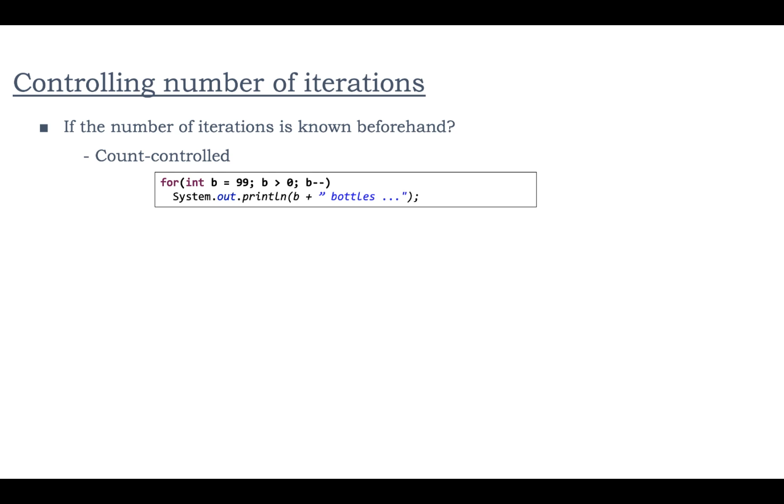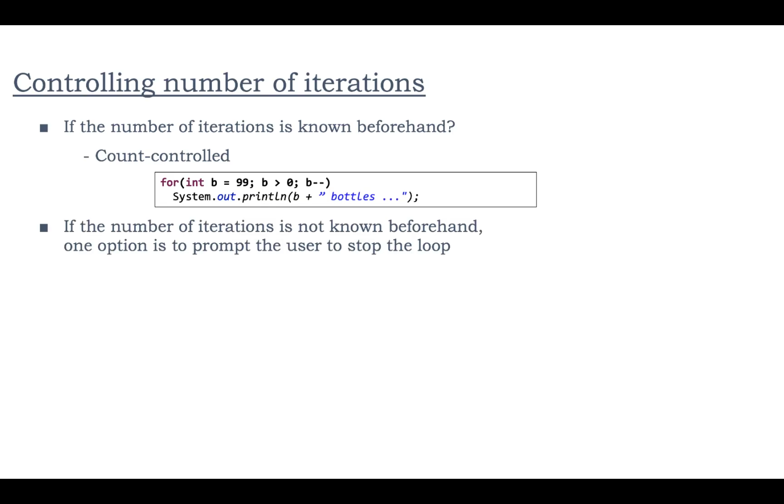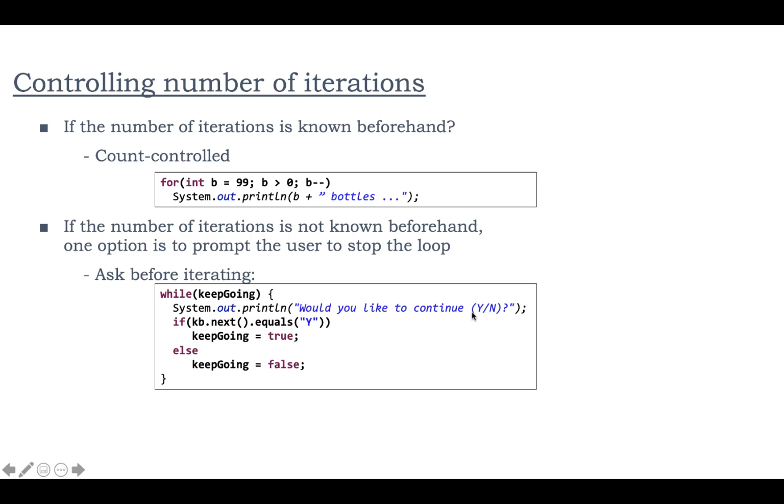We know the exact number of iterations, but if we have no way to determine the number of iterations before writing the loop, then we're best served using a while loop. One option is to prompt the user to stop the loop if we're getting user input. We could do something like this where we say, would you like to continue, yes or no? And as long as they continue to say yes, we continue to loop. Now this is one design that uses a Boolean, but you could also say while the answer that you read in keyboard.next does not equal n. That would work fine also.